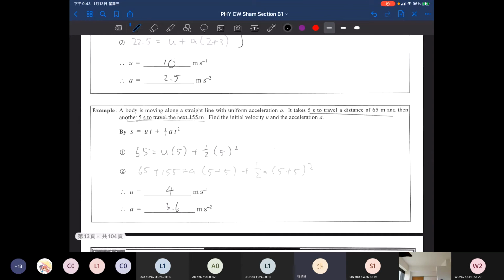so a body is moving along a straight line with a uniform acceleration a. It takes 5 seconds to travel a distance of 60 meters, and then another 5 seconds to travel the next 155 meters. Find the initial velocity and the acceleration a. Again, you have to build up 2 equations to find out the 2 unknowns. Okay.